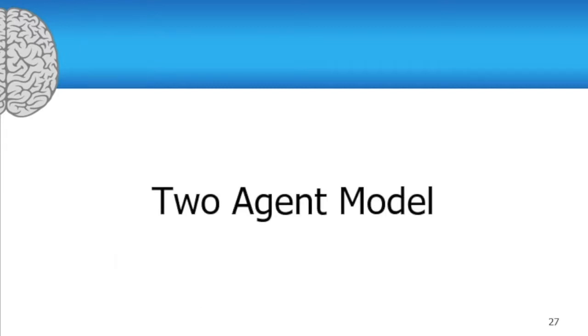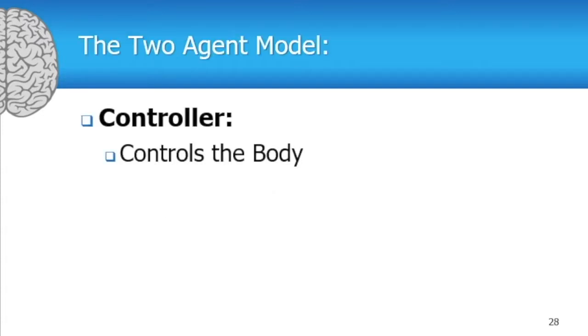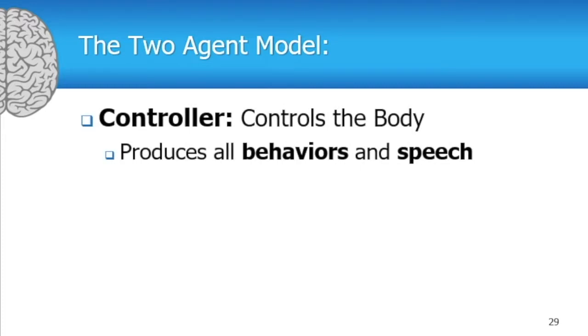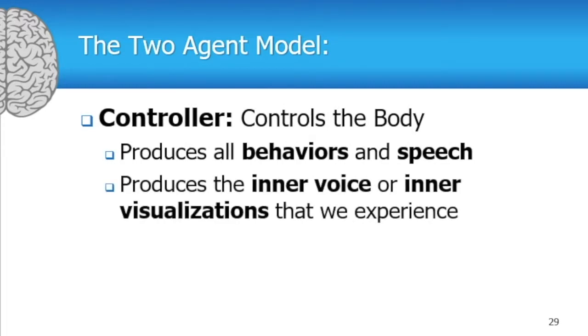Now let's talk about the two-agent model of the human brain. The first agent is the controller that controls the body. The second agent is the modeler that creates the model of the world. The controller produces all behavior in speech. It also produces the inner voice or inner visualizations that we experience. If you were wondering to yourself, what inner voice is he talking about? That's it, right there. That's the inner voice.